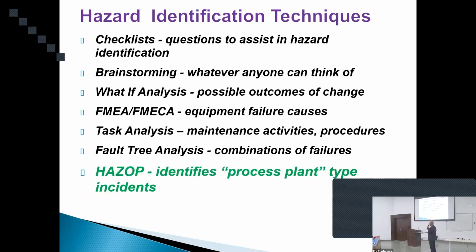So we are going to look at HAZOP. It identifies process plant type of incidents. This is the one relevant to process plants, and we are only going to talk about that, not all the other things.